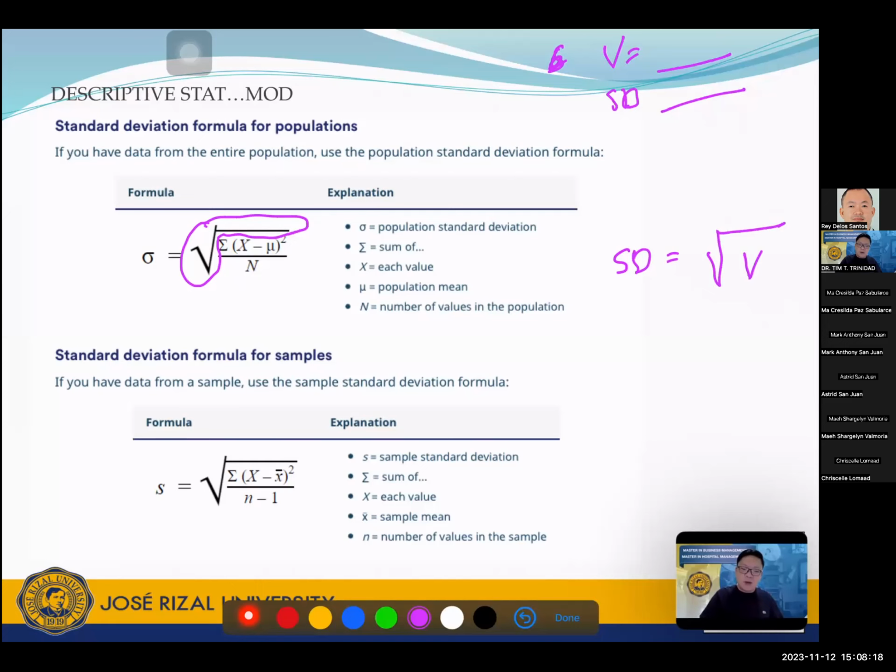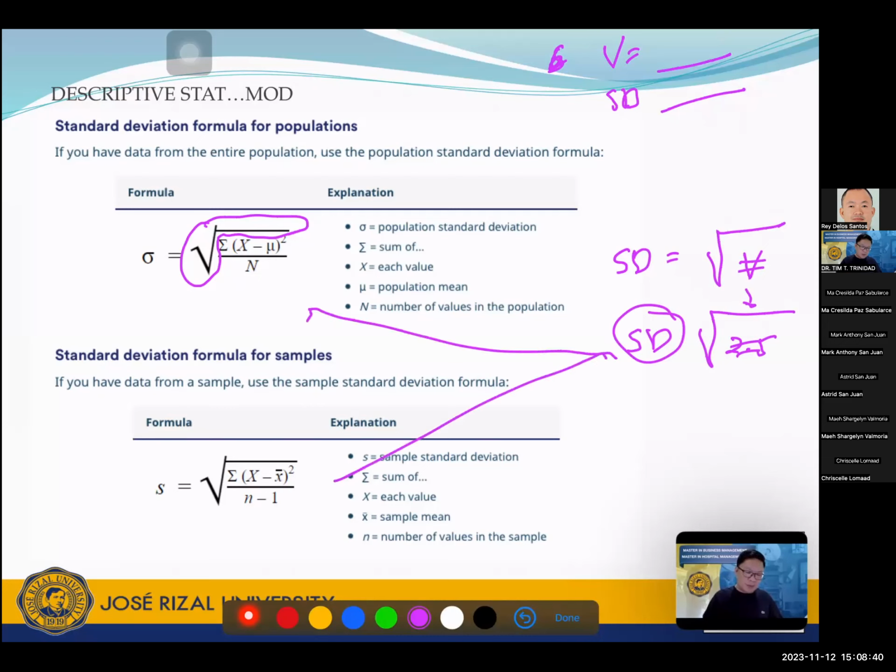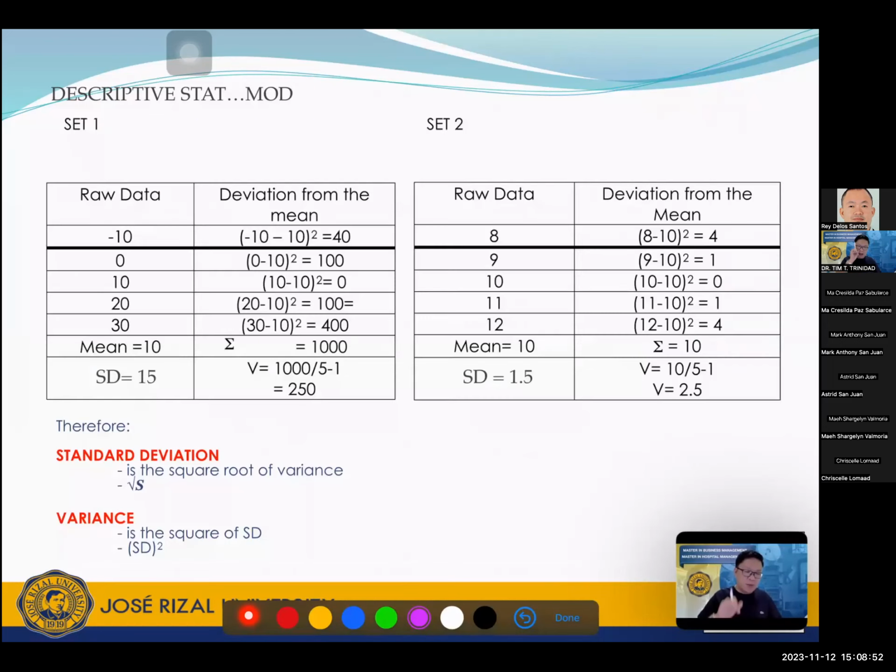So kung alam mo na yung value ng variance mo kanina, 2.5, so the square root of 2.5, which is your variance, will become your standard deviation. But in cases na you don't know the value of your variance or standard deviation, you can compute for the value of standard deviation using these two possible equations. If you are looking for the population variance, you use this one. If you are looking for the sample variance, you use the n-1. So just the same with the variance.